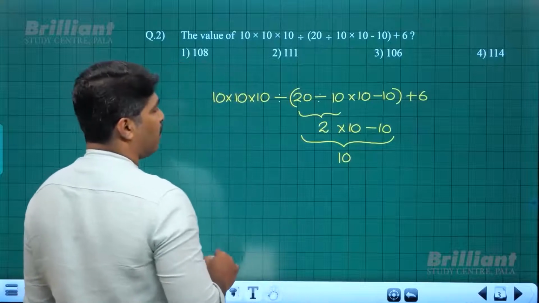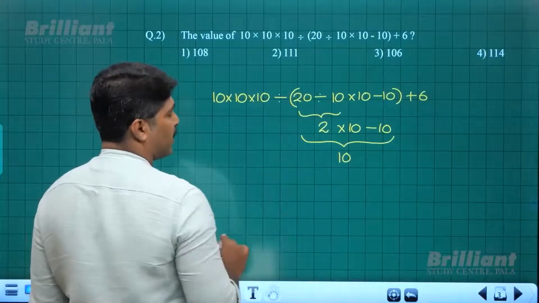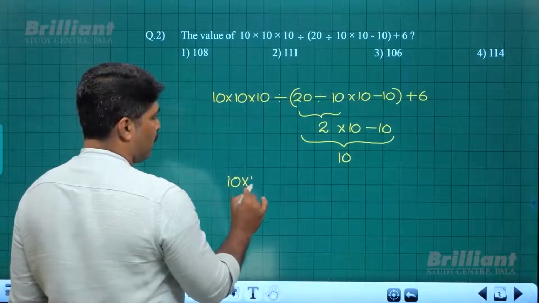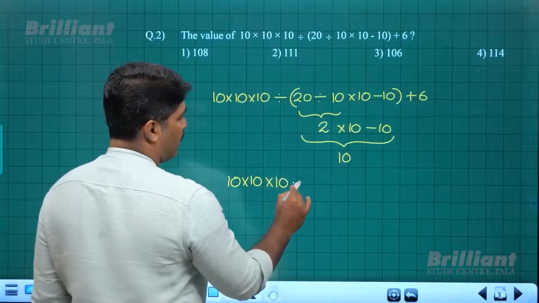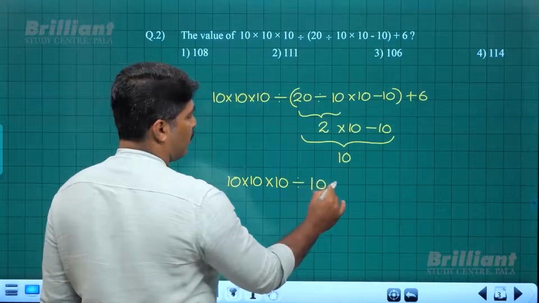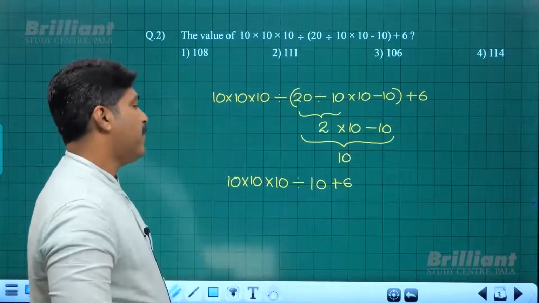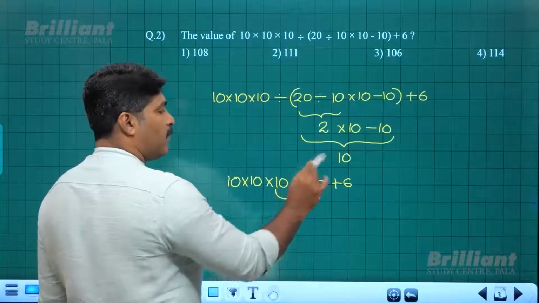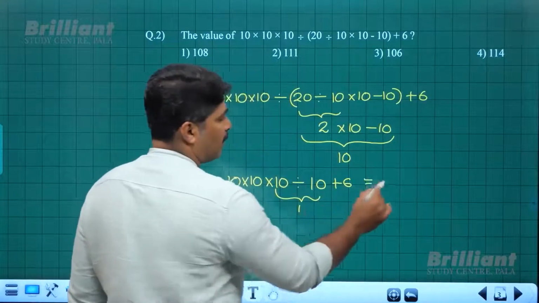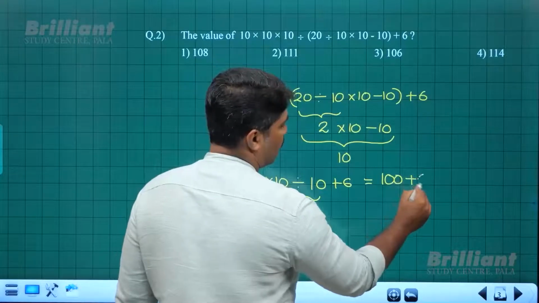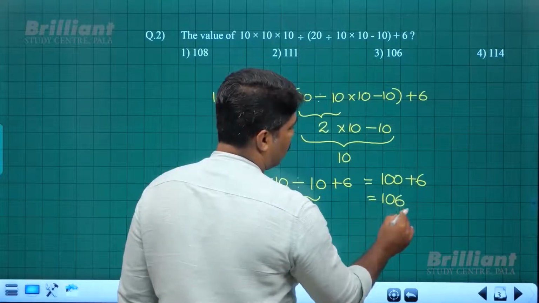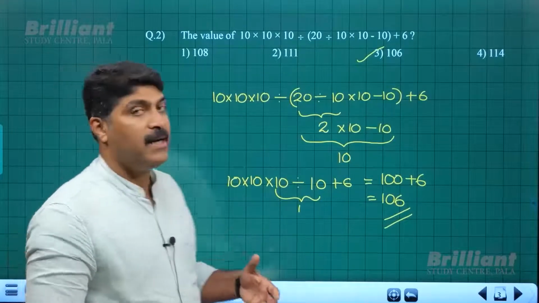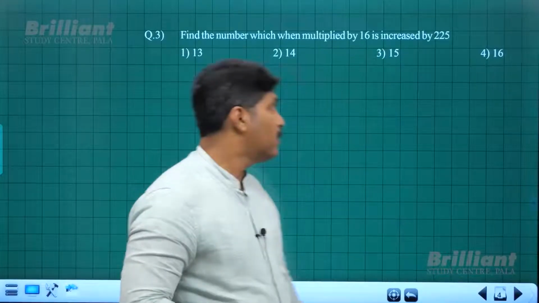What is the next step of operation? Here we consider this 10 by 10. This will be equal to 10 into 10 into 10 divided by this 10, plus 6. This is 1, so it is 10 into 10 into 1 plus 6. 10 into 10 is 100, plus 6, and the answer is 106. So the answer is option 3. Here we are applying the hierarchy of mathematical operations, the BODMAS rules.